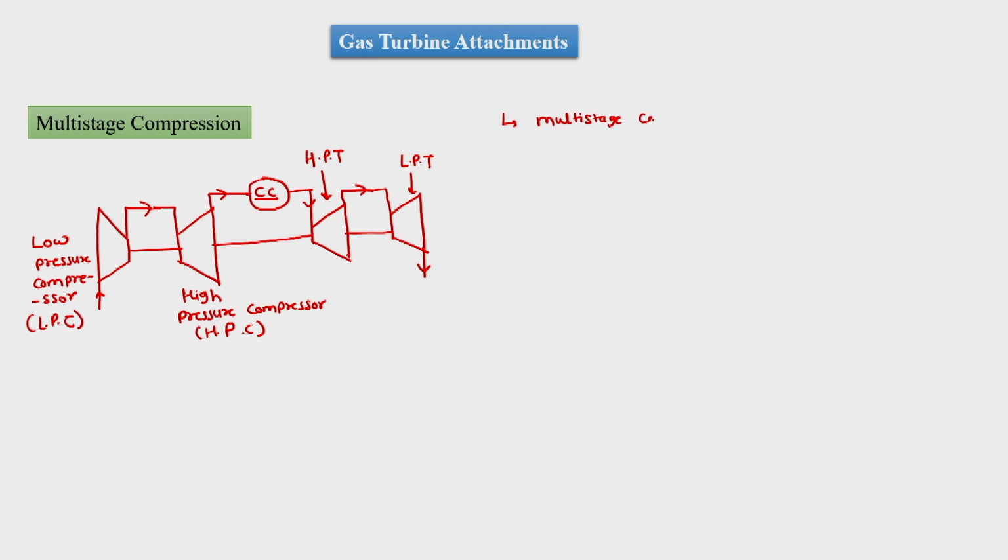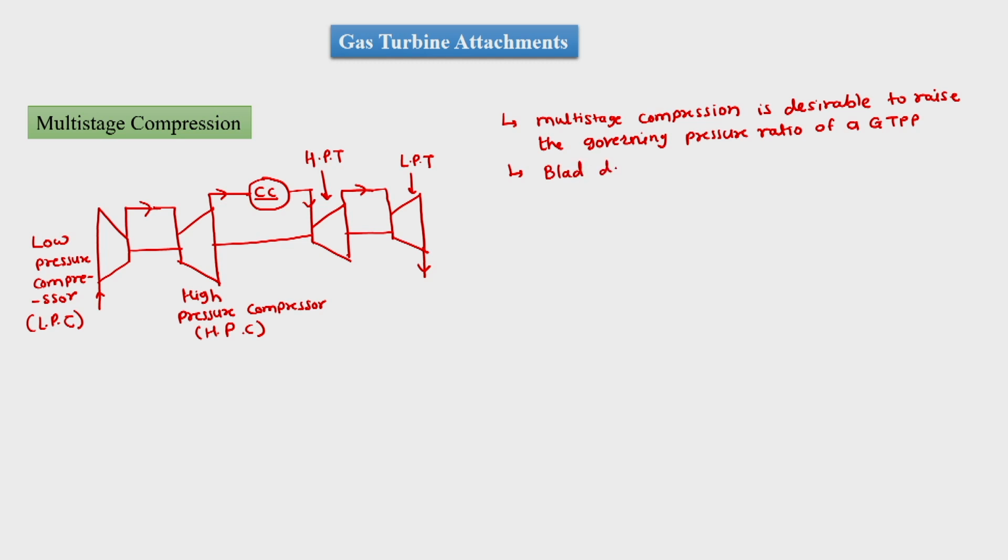However, multistage compression is desirable to raise the governing pressure ratio of a gas turbine power plant, but blade design of compressors becomes critical in the design of a multi-stage compressor. And if we can properly design the multi-stage compressor blades, then we can achieve high compression ratio and then higher efficiency of the gas turbine power plant.